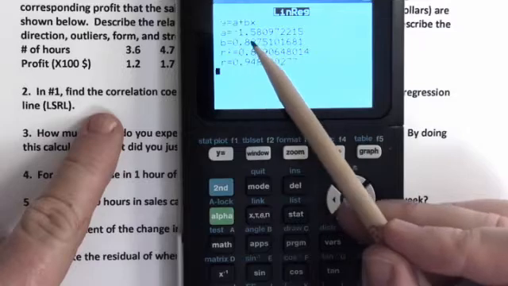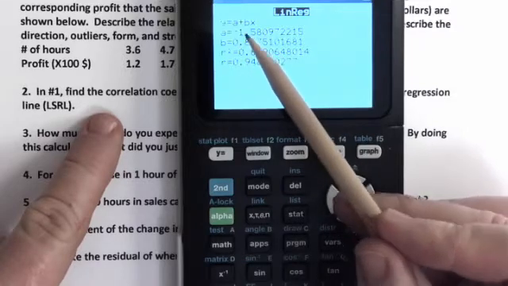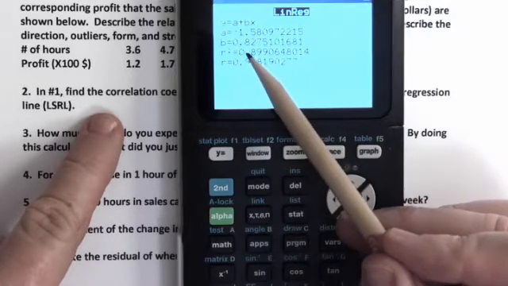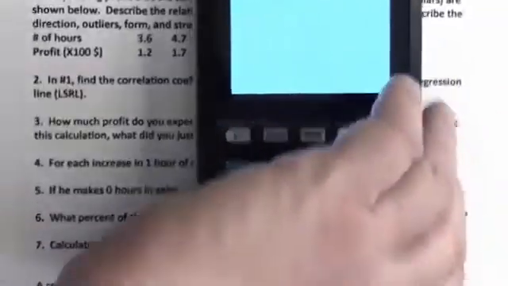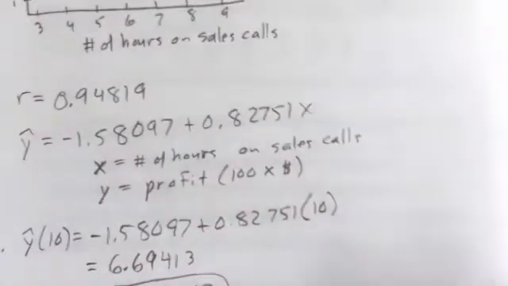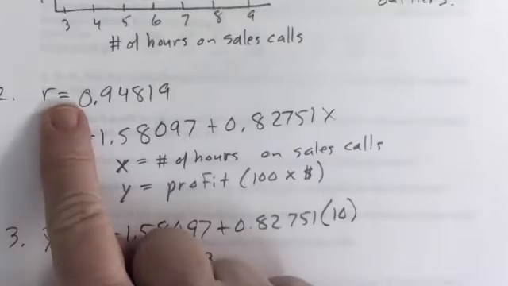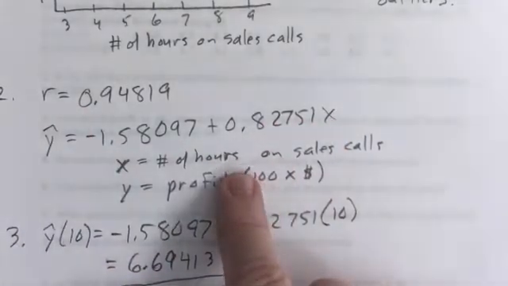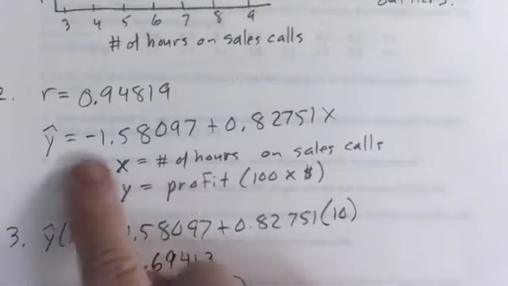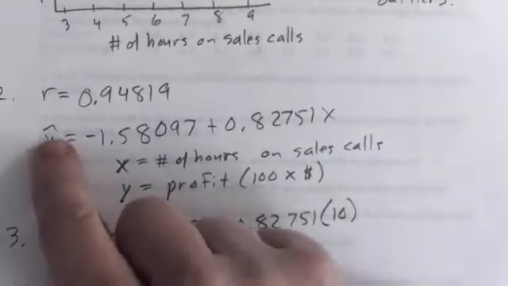Y is equal to negative 1.581 plus B, which is 0.87275 times X. And this is the way I wrote that down. Make sure and define R, the correlation coefficient. And make sure and define your X and Y. That's very important. You'd get partially correct if you didn't define your X and Y, and make sure and put a hat on the Y.